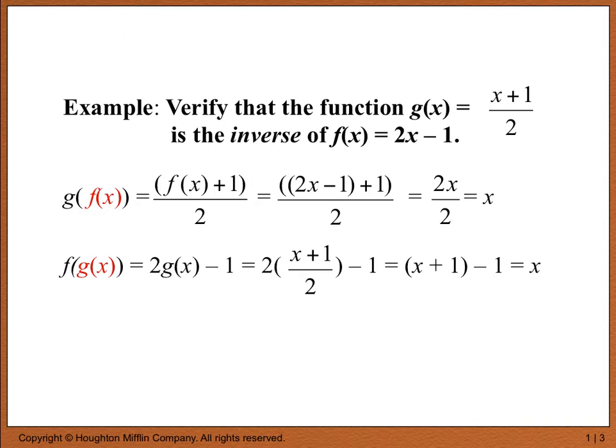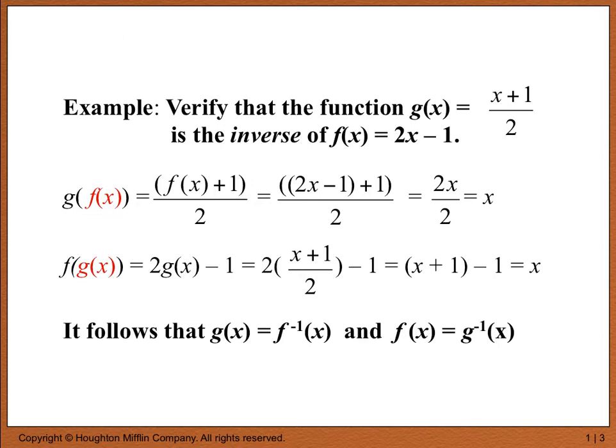All right, so we've shown that g undoes f and f undoes g. And therefore, g of x and f of x are inverses of each other. So it follows that g of x equals f inverse of x and f of x equals g inverse of x.